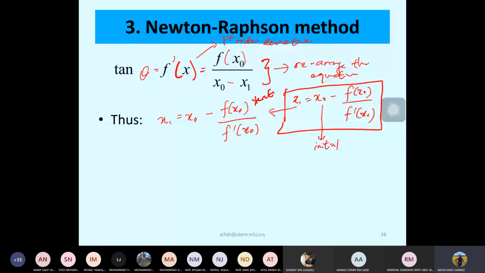Daripada sini kita akan continue untuk x2, dia akan sama dengan x1 minus fx1 divided by f prime x1 dan seterusnya. You will repeat up until xk, iteration ke k equal to xk minus 1 tolak dengan f of xk minus 1 divided by f prime xk minus 1. Okay. Sama je dia punya iteration. Okay. Nampak so far semua?